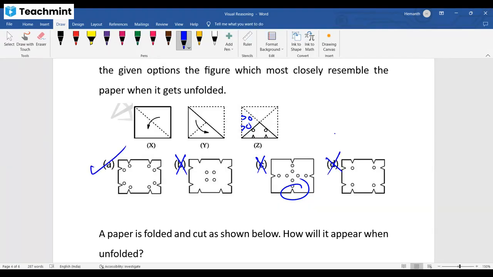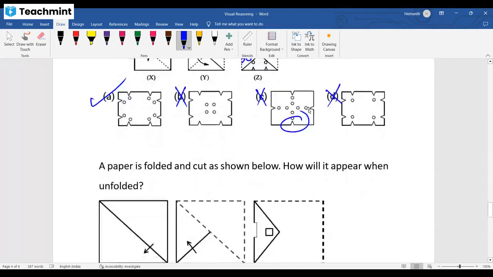Bottom two, left two, top two, right two, all will be enabled. That's available only in option A. Next one.